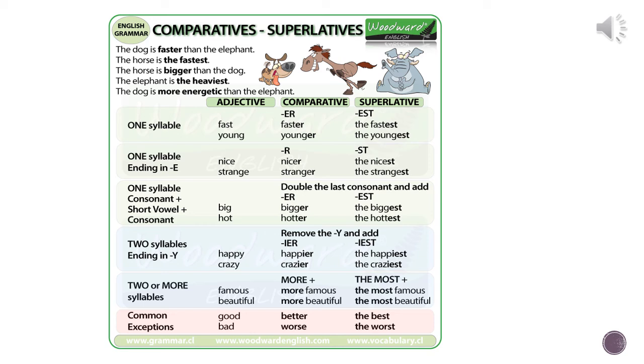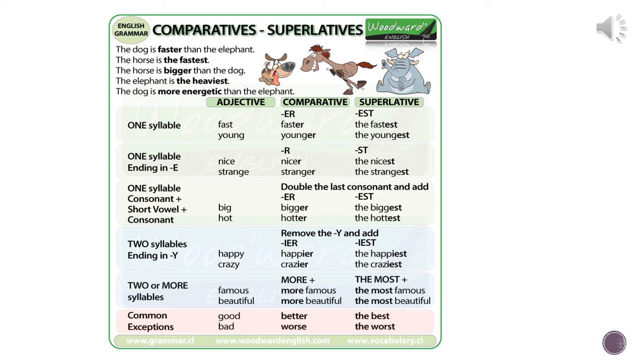When the adjective or adverb is one syllable, consonant plus short vowel plus consonant, for example, big or hot, we double the last consonant and we add er or est. For example, bigger, the biggest, hotter, the hottest. When the adjective is two syllables ending in y, like happy or crazy, we remove the y and we add ier, like happier or crazier. For superlatives, we add iest, the happiest, the craziest.